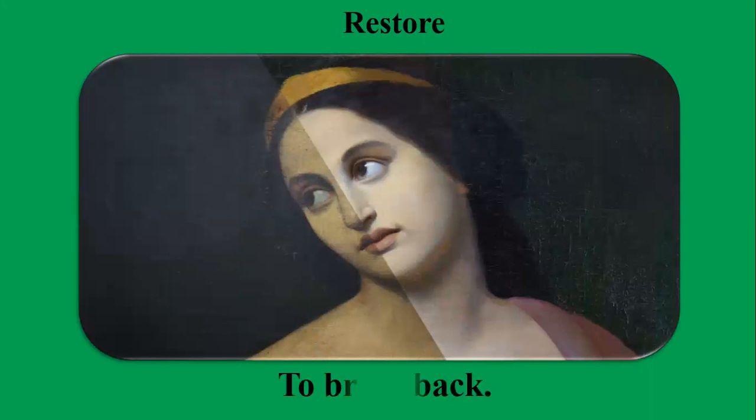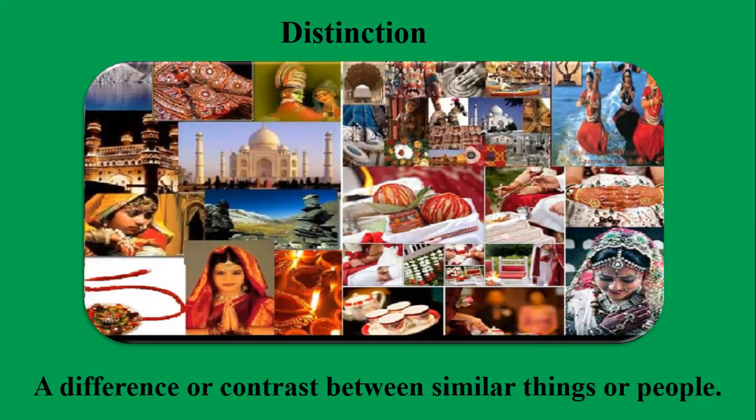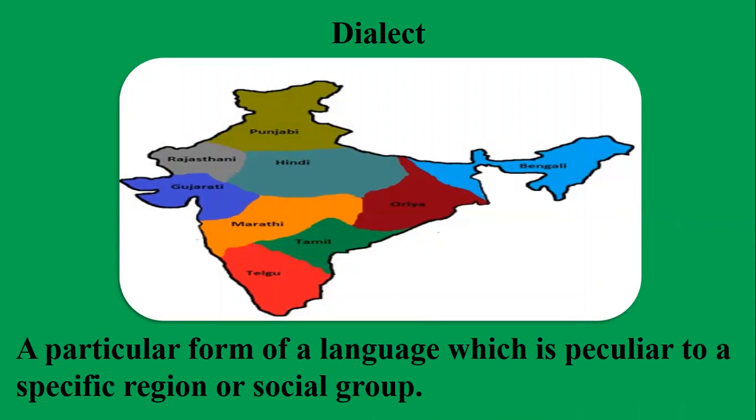Word: restore. Contrast means a difference between similar things or people. Another new word: dialect, a particular form of a language which is peculiar to a specific region or social group.